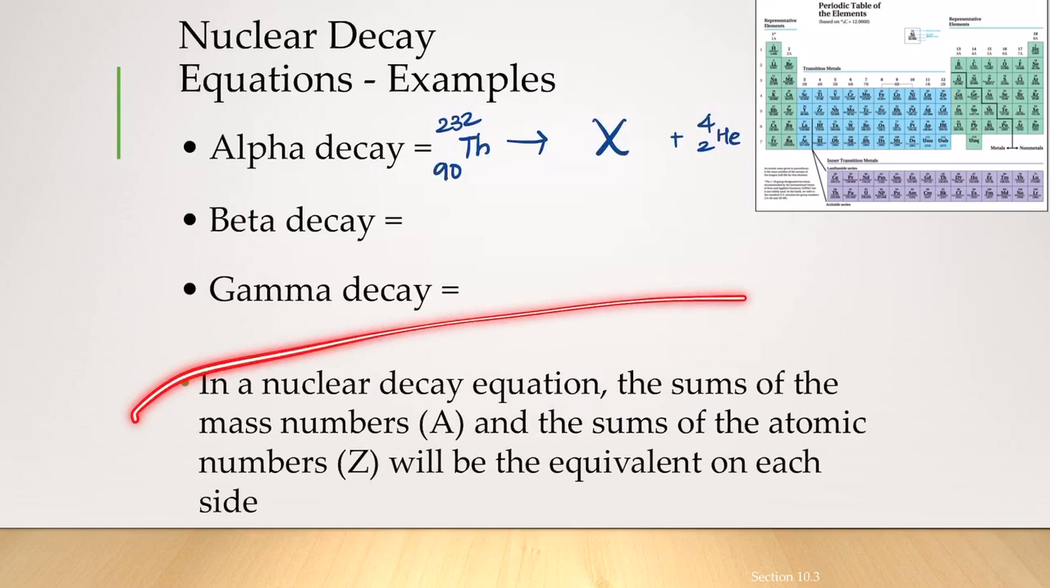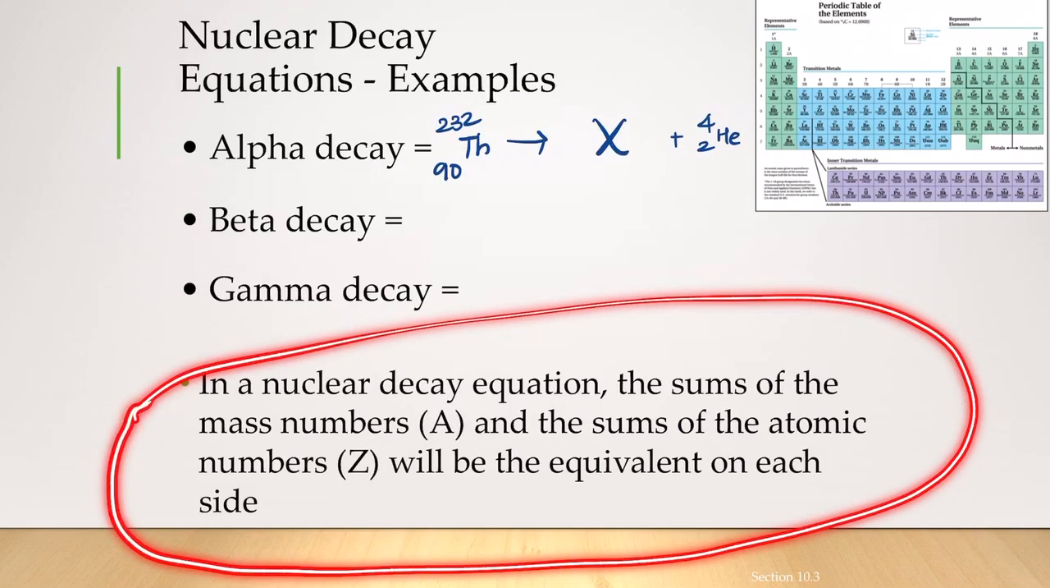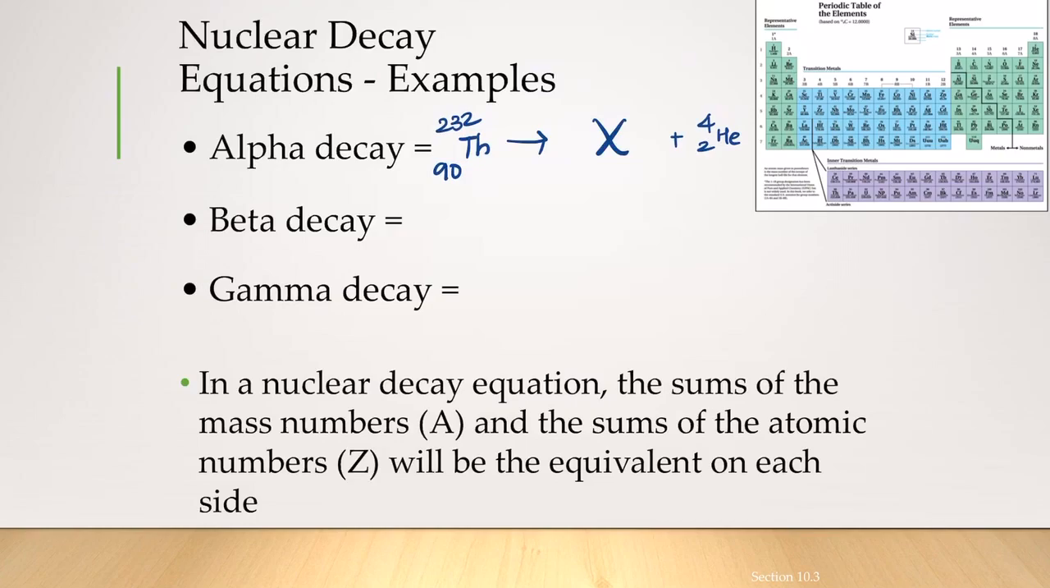The most important thing in here is, in a nuclear decay equation, the sums of the mass numbers and the sums of the atomic numbers will be equivalent on each side. So just as you balance a normal chemical equation, everything on the left side for the mass numbers and the atomic numbers should match up with everything on the right side. So we know that helium nucleus is actually liberated out. So this number right here would be 232 minus 4, and this would be 90 minus 2.